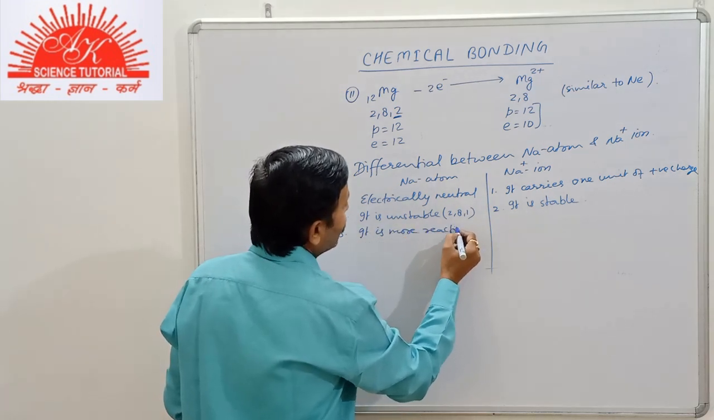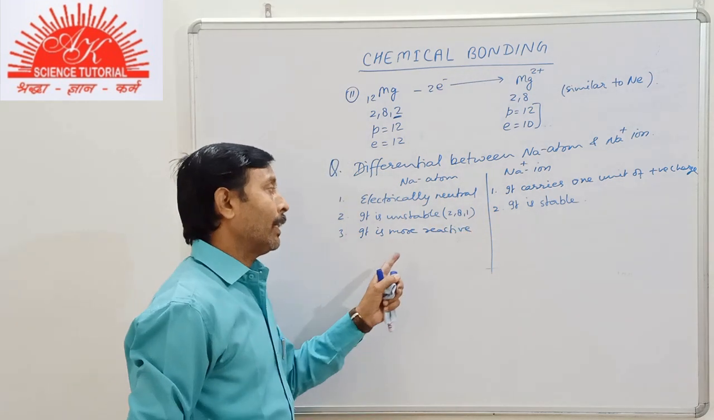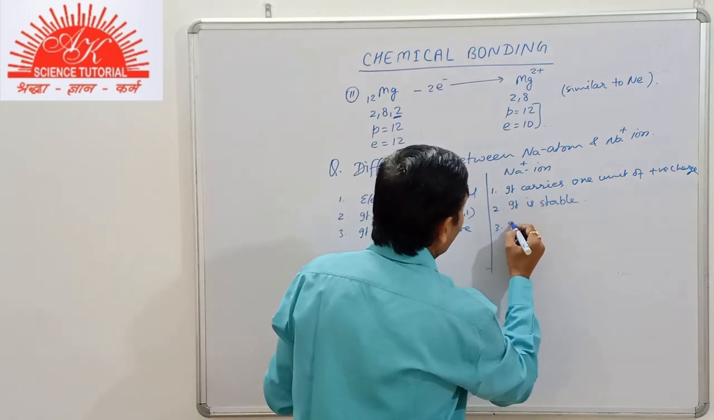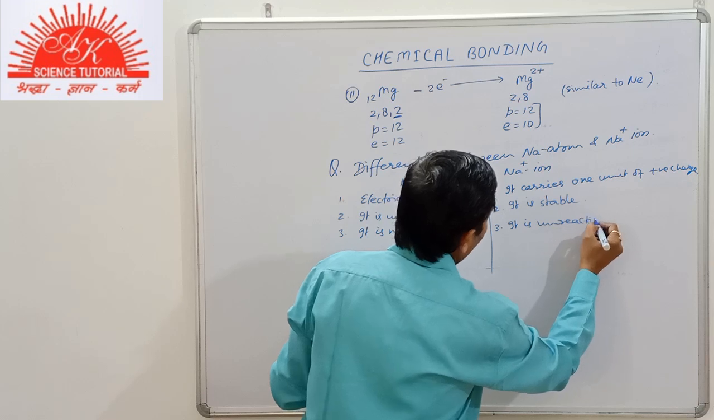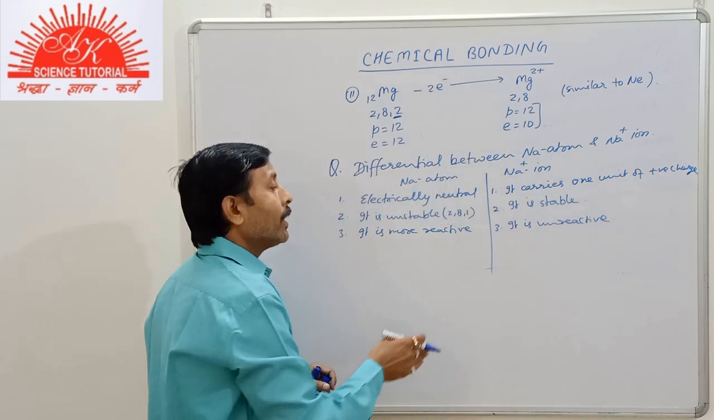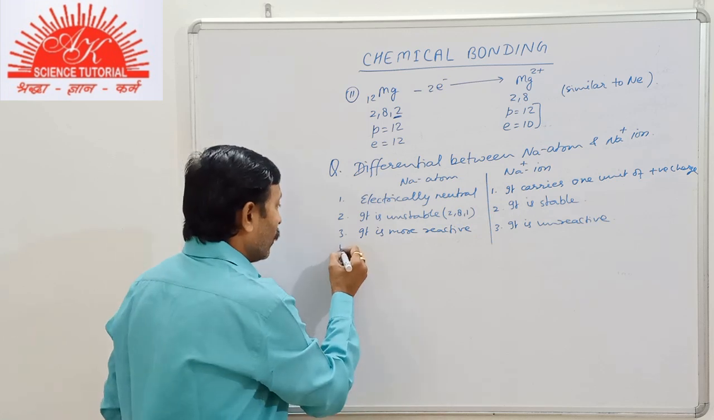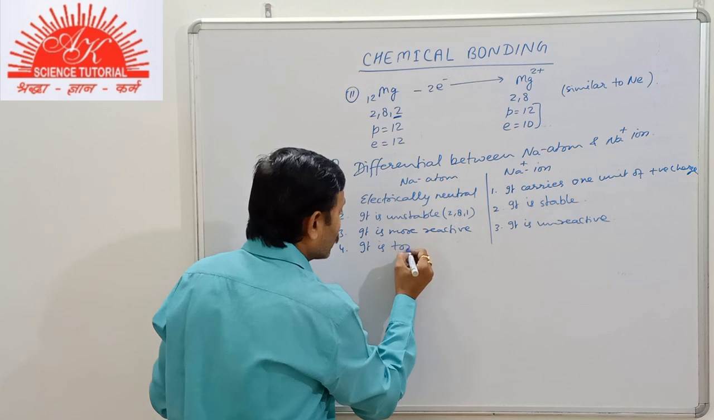Simple reason, it is unstable. As a result, it will readily take part in chemical reaction. It is unreactive. The reason is that it is quite stable. Clear, student? Now, fourth, it is toxic.